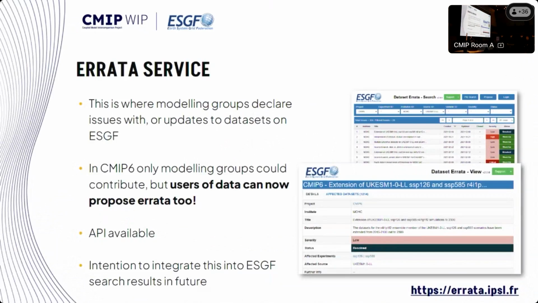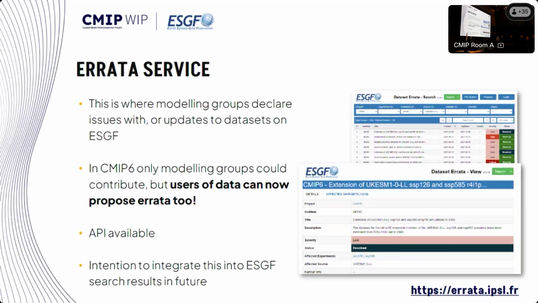It's part of the ESDoc landscape before, and it allowed modelling groups to put up issues related to changes with the data, explaining why they were issuing a new version of the data set. So the simplest version might be the pre-industrial control run. You initially start off by publishing 500 years, but then you want to extend that to 1,000 years. So you issue an errata update to say, we've extended the data set, and indicate everything that you've done there.